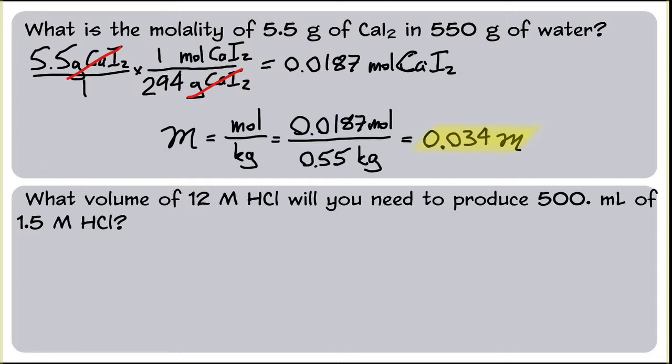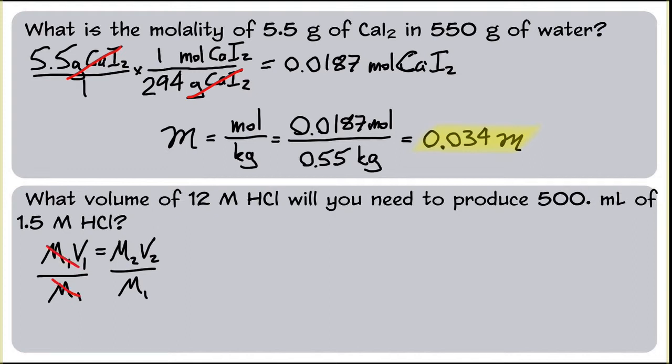Okay, for the last problem, it's asking what volume of 12 molar hydrochloric acid, HCl, will you need to produce 500 milliliters of a 1.5 molar solution. So you're using the more concentrated stuff to make something that is more dilute. And this is a dilution problem. And as we talked about in class, the equation of choice is something that looks like M1V1 is equal to M2V2, where V's are the volumes and M is the molarities. And we're being asked to solve for V1, so let me just go ahead and do that really quick. Divide both sides by M1.